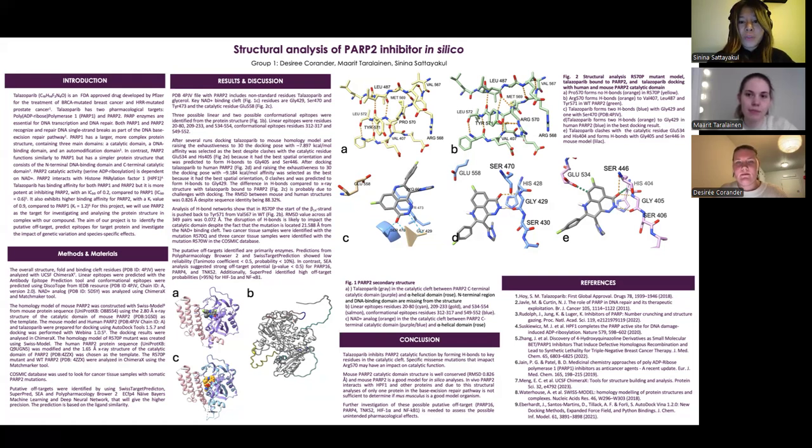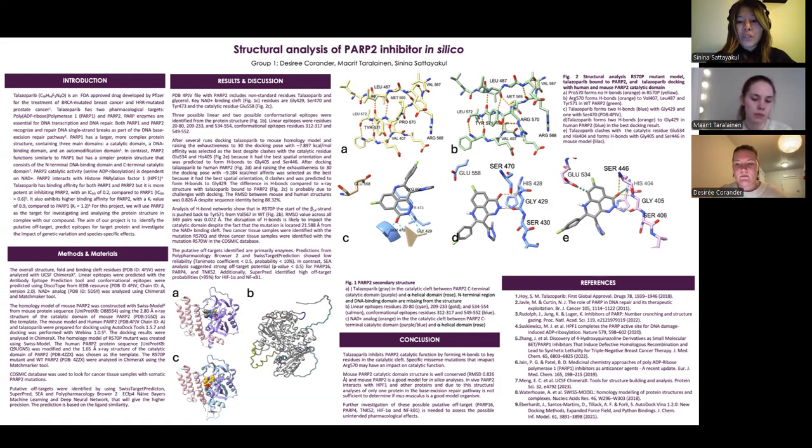It is an FDA-approved drug for treating BRCA mutated breast cancer and HRR mutated prostate cancer. Talazoparib has two pharmacological targets, PARP1 and PARP2. PARP enzymes in general are essential for repairing DNA damage of single-strand breaks that enable DNA replication and tumor survival. With the inhibition of these enzymes, it will increase the cell apoptosis.